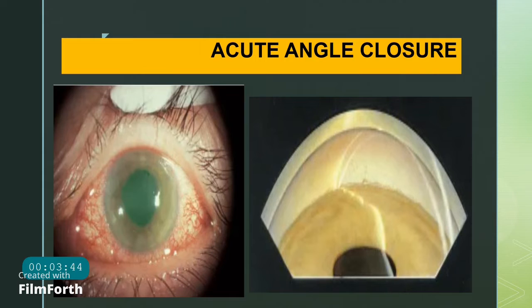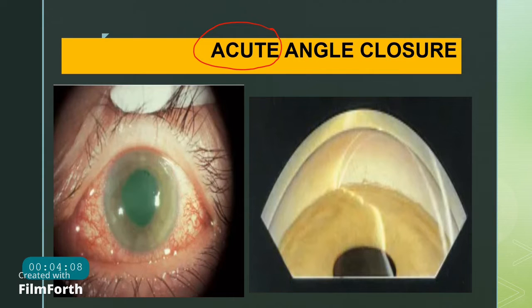So what happens in this occludable angle? If the angle actually gets closed for a considerable amount of time, and then the filtration is compromised, the pressure is going to rise. In that case, the patient is going to come to you with acute angle closure. In acute angle closure, the signs and symptoms are quite obvious, and the pressure also will be high.